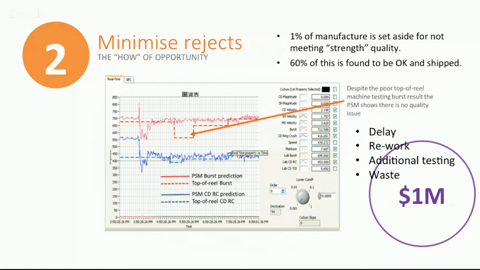So all in all, on a typical, say, packaging paper machine, the saving you're looking at here would be about $1 million a year. So that's not just change, is it?